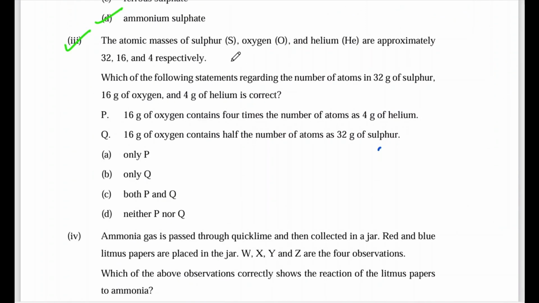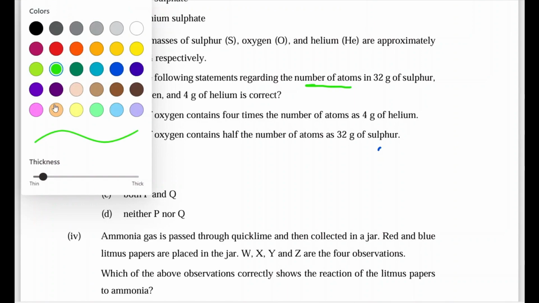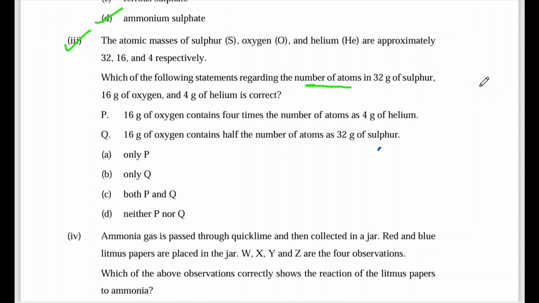Third question. The atomic masses of sulfur, oxygen, helium are given 32, 16 and 4 respectively. Which of the following statements regarding the number of atoms in 32 gram of sulfur, 16 gram of oxygen, 4 gram of helium is correct? So first you have to see the number of moles, because then you will come to know the number of molecules or atoms will be same. 32 gram of sulfur will be 1 mole of sulfur, that is given, na? Whatever gram atomic mass is there, it will be 1 mole.